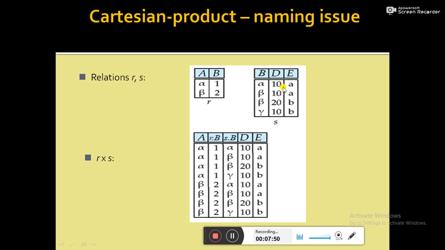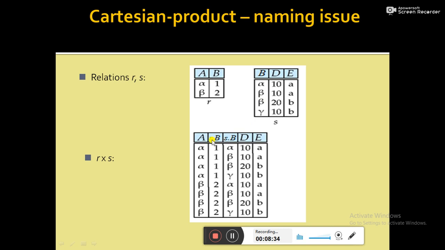If there is a common attribute, the concept is the same. While performing R cross S, the scheme of the resulting relation is all the attributes from R and S. So it contains the attributes from R, A and B, as well as the attributes from S, B and D. But in that relation, we have two attributes with the same name. A is distinct, but this B is from relation R and this B is from relation S.